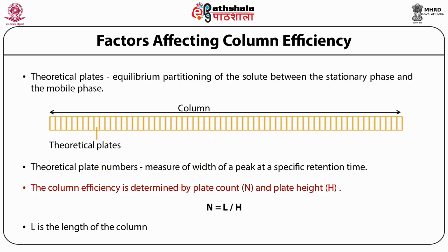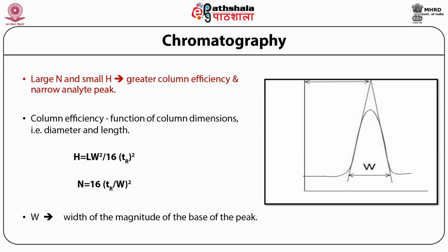The column efficiency is determined by plate number N and plate height H, and that can be represented as N is equal to L divided by H, where L is the length of the column. Large N and small H represent greater column efficiency and narrow analyte peak. Basically, column efficiency is a function of column dimensions, and these column dimensions are diameter and length of a column.